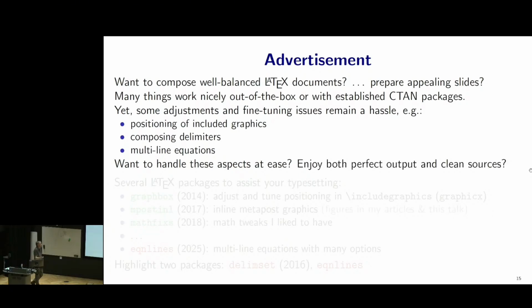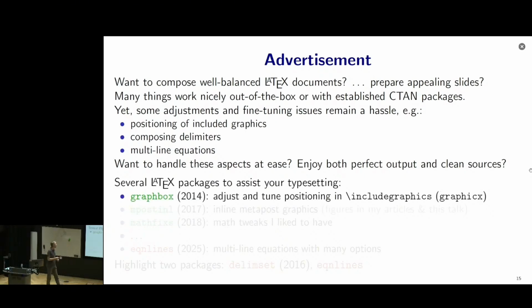Maybe you're a person who enjoys both a perfect output and clean sources. If not, then, well, okay, you have to bear with me for a couple of minutes, but I'm certainly such a person, and that's why I got annoyed by things and changed some things. And so out came some packages that you may or may not use.